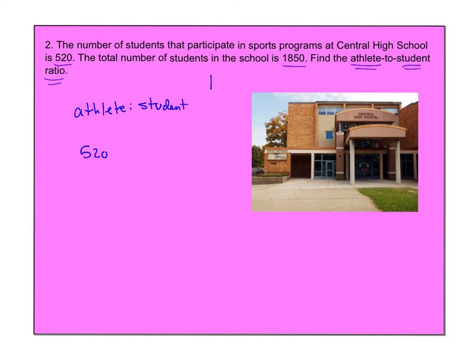And I know that there's 1,850 students, but from the 1,850 we have to subtract those athletes, okay? Because the athletes are already being counted over here. So my ratio would just be 520 athletes to 1,330 students. They might be involved in other activities, but they don't play a sport. That's what my comparison is. So it'd be athlete to student there.